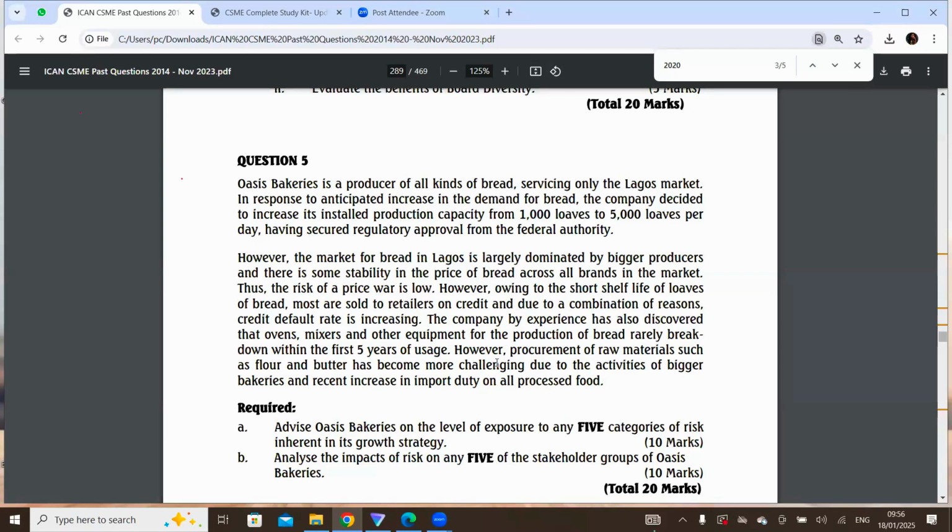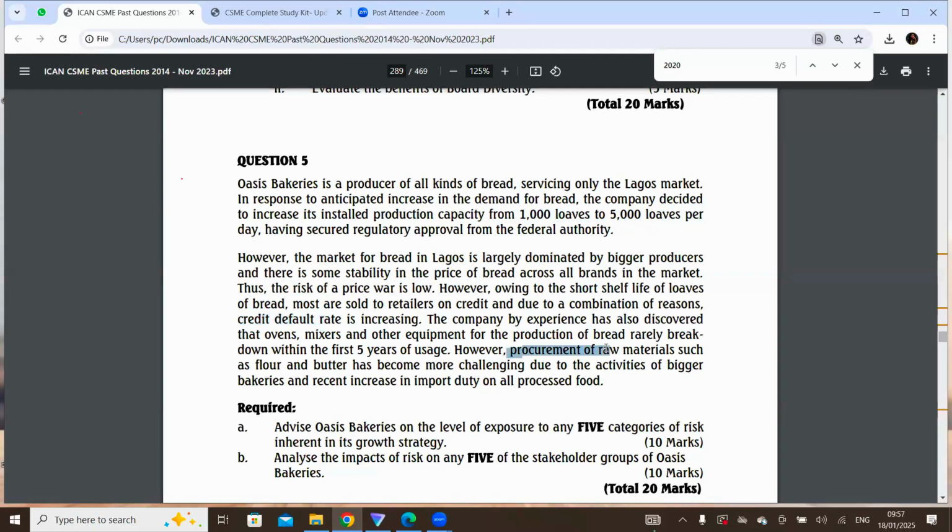So, number one, let's look at this question and see the risks that we can face. They want to increase their production from 1,000 to 5,000, right? They now asked what the issues are that they will face. They said stability of price, so the price war risk is low. So the first one we can see is credit risks. We can also see market risks.